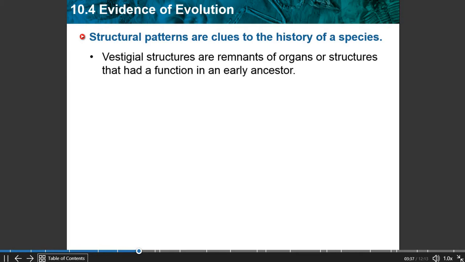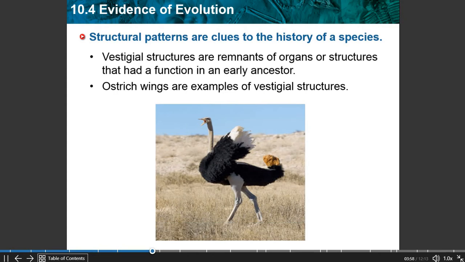Another thing would be a vestigial structure. They are remnants of organs or structures that had a function in early ancestors, but nowadays serve little or no function at all. An ostrich wing is an example of a vestigial structure. A human appendix is an example of a vestigial structure, the human tailbone, things like that.